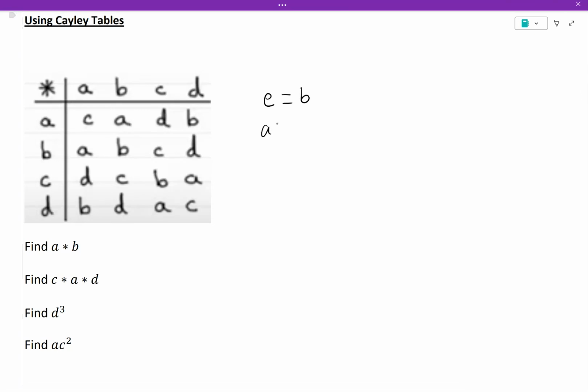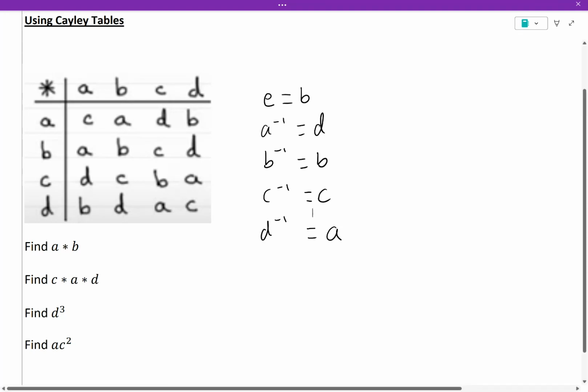Now for the inverses, if I write out A inverse, B inverse, C inverse, and D inverse. Now the identity is always self-inverse, so the inverse of B would just be B. Now if we do the inverse of A, if I go to the row A and try and find where identity B is, it's right at the end in the column for D, so I can write D in here. And if D is the inverse of A, then A should be the inverse of D. You can check that using the table if you want. And finally, the inverse of C, if we look in the row for C, the identity B appears here, and that is in the column for C, so that is a self-inverse element.